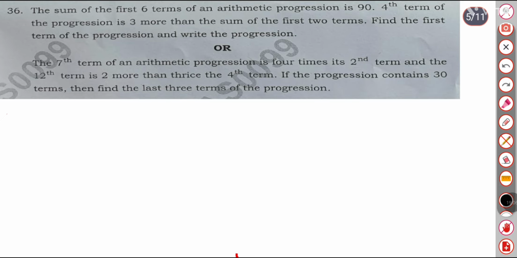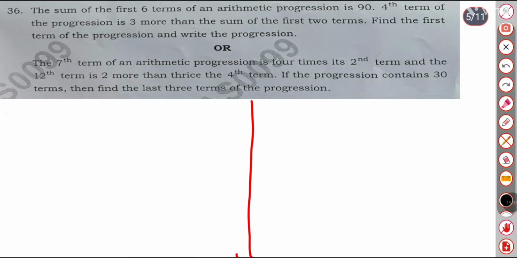Next, our question from the same question number. The seventh term of an AP is 4 times its second term and the 12th term is 2 more than thrice the fourth term. If the progression contains 30 terms, then find the last 3 terms of the progression. Again here also we'll find the 2 equations.